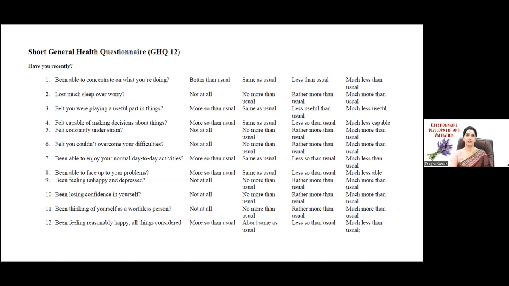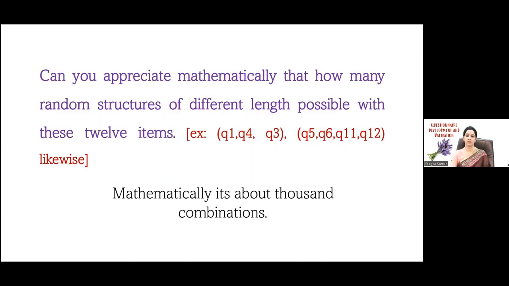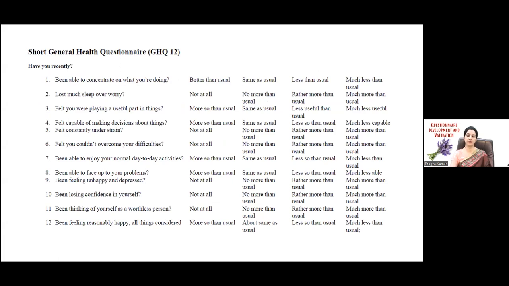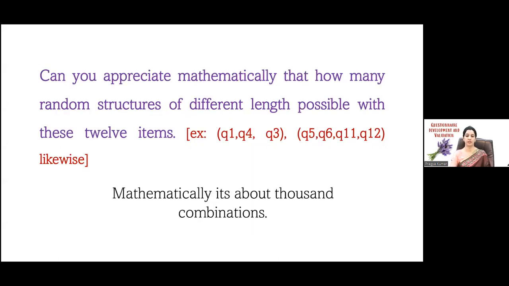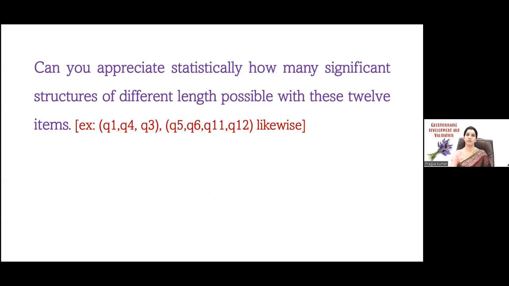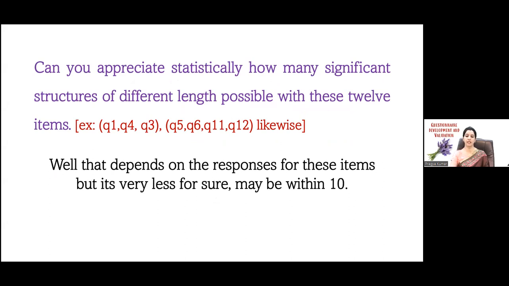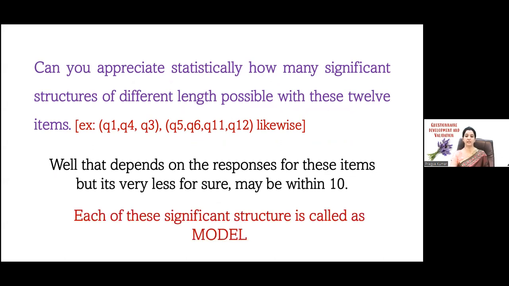So this was the question. We have seen this was ideally a unidimensional scale. In a unidimensional scale, if you want to do mathematical clubbing without using statistics, there are many options possible. You can club question numbers 1, 4, and 3 together, or 5, 6, 11, 10 together, and likewise. There will be a lot of combinations, but statistically there will not be many significant structures of this length. So it depends on how many factors the exploratory factor analysis shows.